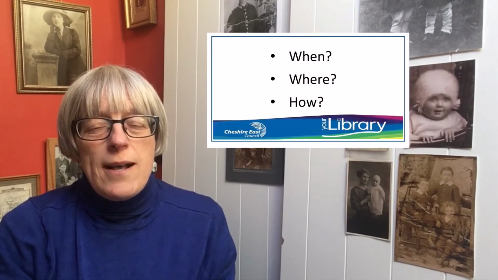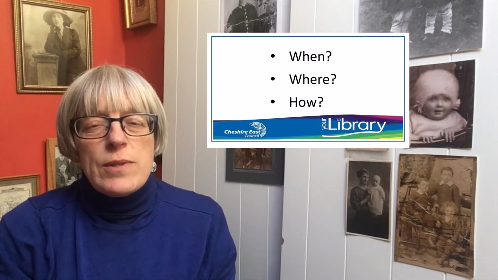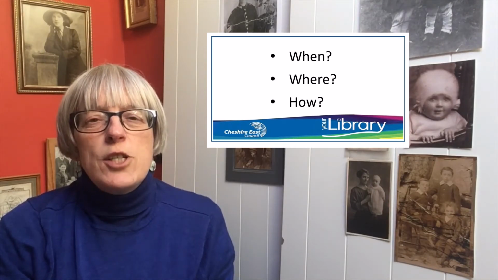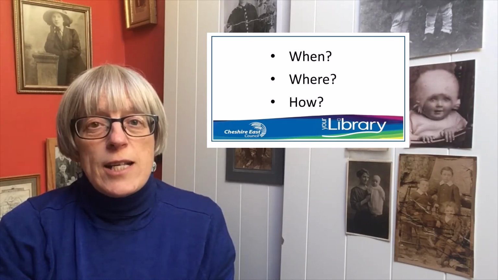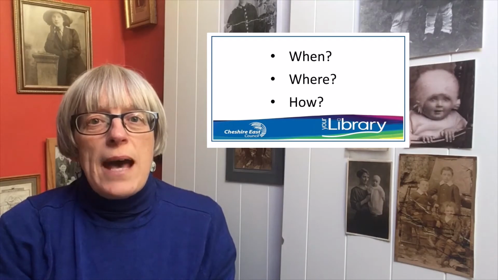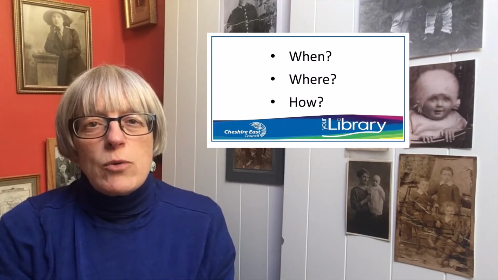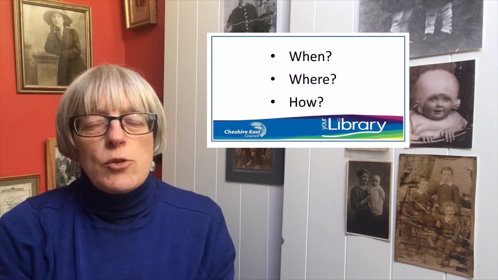birth. Now, if you have watched the Cheshire East video on an introduction to family history, then you will know that it can be useful to note down for each life event the when, the where and the how. So in this case, when, 27th of January 1832, where was All Saints Vicarage in Daresbury, Cheshire, and the how. In other words, how do I know this? Also known as the source.